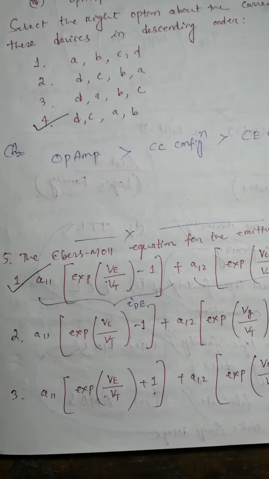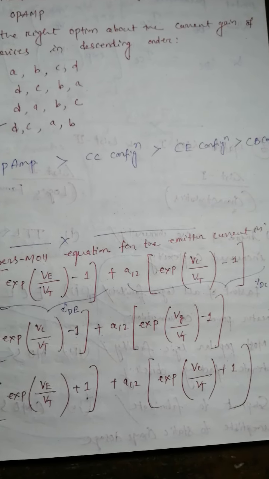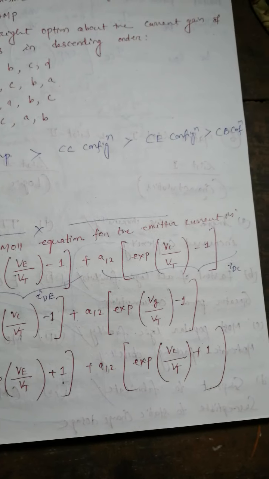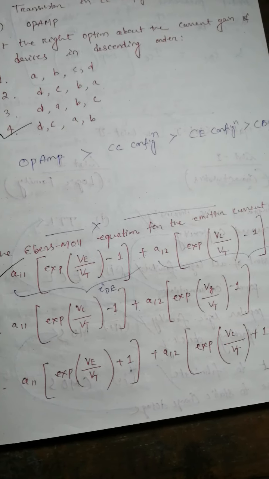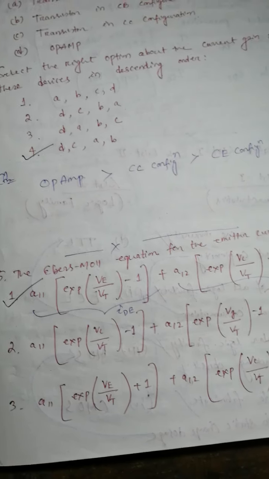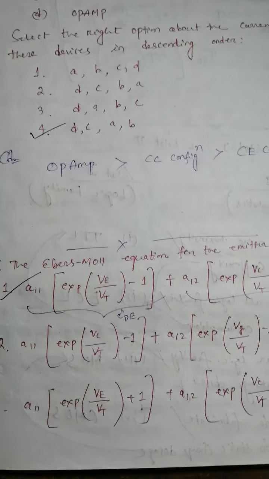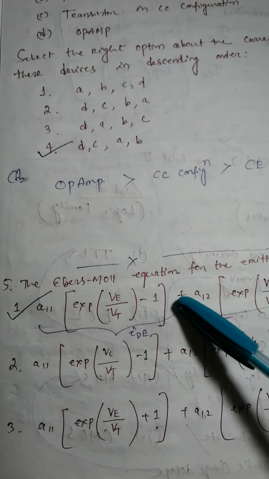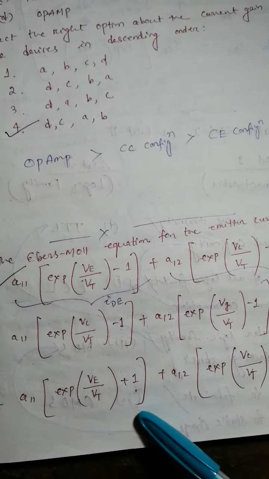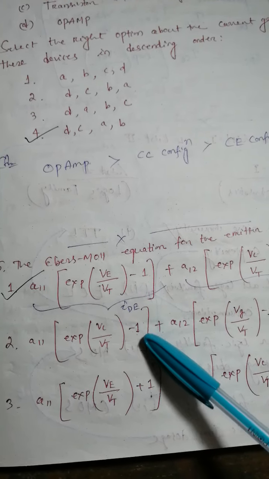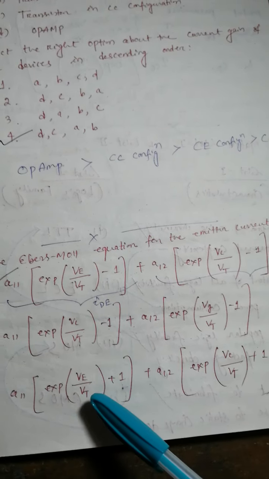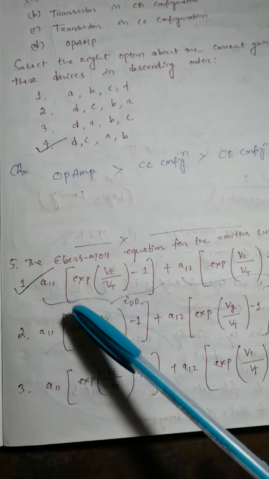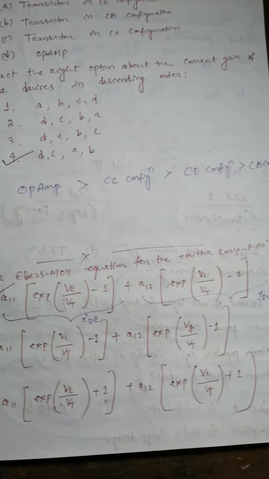So just take a careful look at the options. If you see carefully, only some parameters are changing in options 1, 2 and 3. Parameters and signs are changing. Here is minus, this is plus, this is Vc by Vt, this is V by Vt, like this. And our answer is option A.